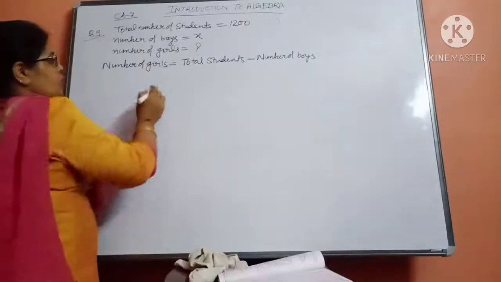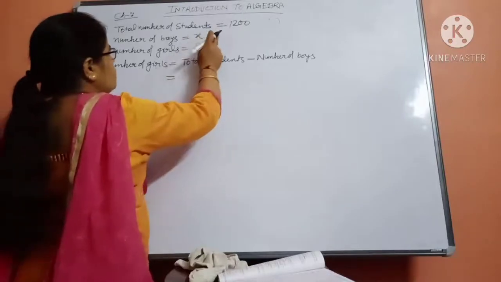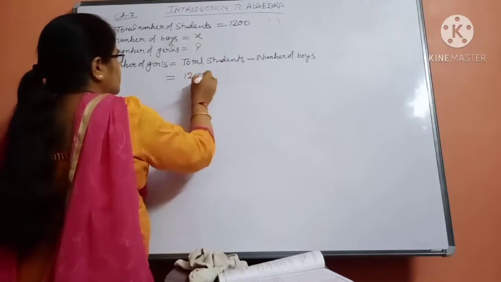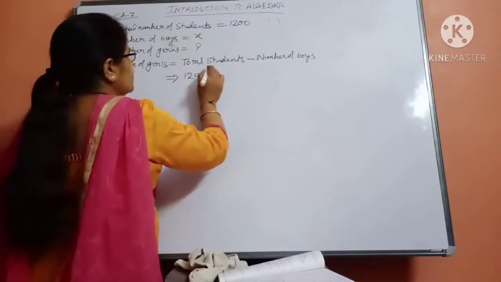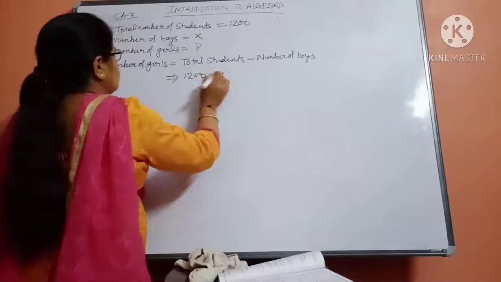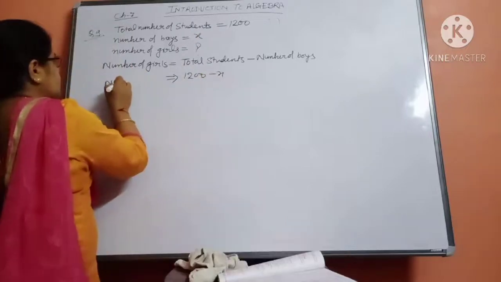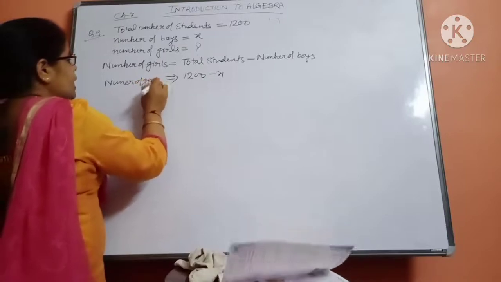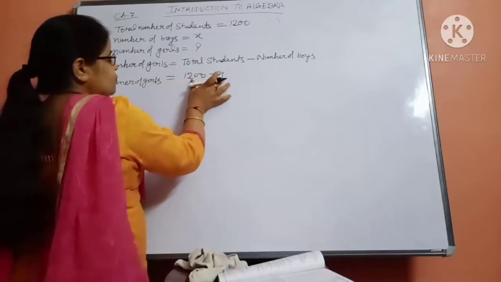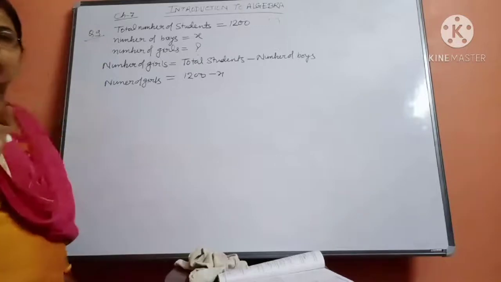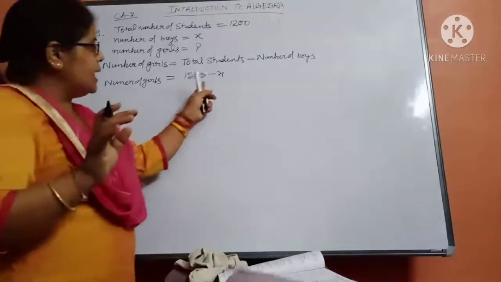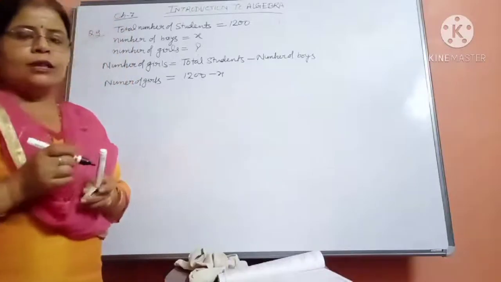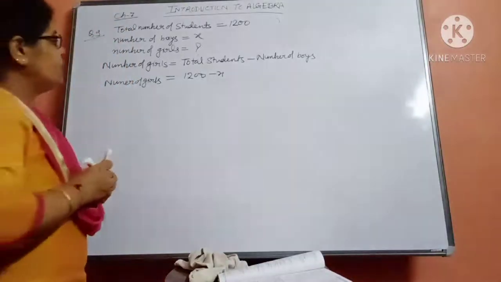So see that, beta, the total number of students is how many? 1200. How many boys are there? x. So minus x. What will it become? Number of girls. So this will be your answer. There is no need to write further, because from 1200 we cannot subtract x. So this will be in algebraic form. It is an algebraic expression. I taught you this at the beginning of the topic. So it will be your answer directly.